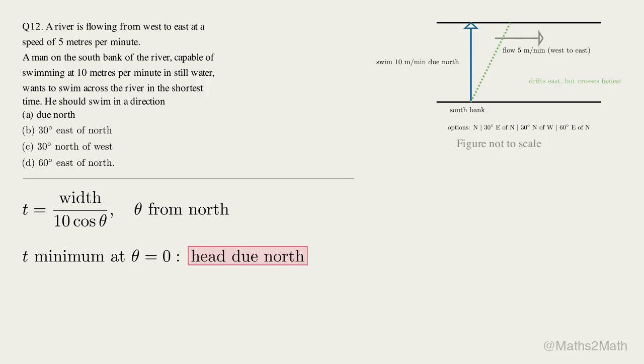Any tilt wastes part of his 10 meters per minute. He will drift east and land downstream, but the question asks for the fastest crossing, not the straightest. Hence option A.